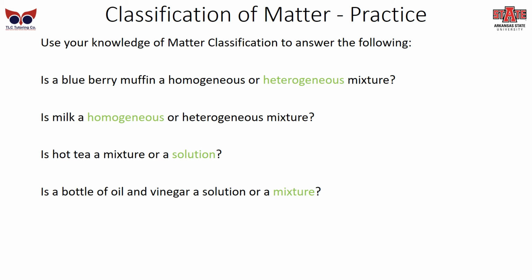So the blueberry muffin is heterogeneous. The blueberries are irregular. Every bite you take of that muffin will taste a little different because you don't know exactly how it's going to be made up. Milk, on the other hand, is a mixture of fat and enzymes and water and all that stuff, but it is homogeneous. Every sip you take of milk will basically be the same.